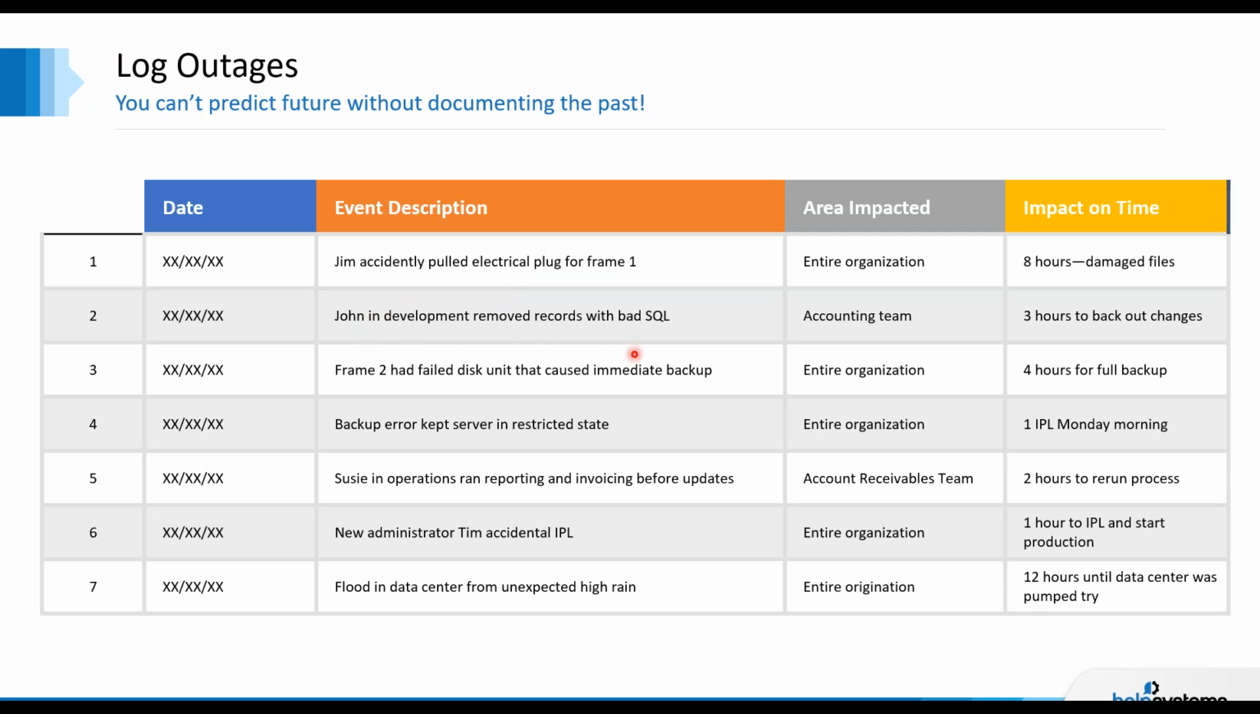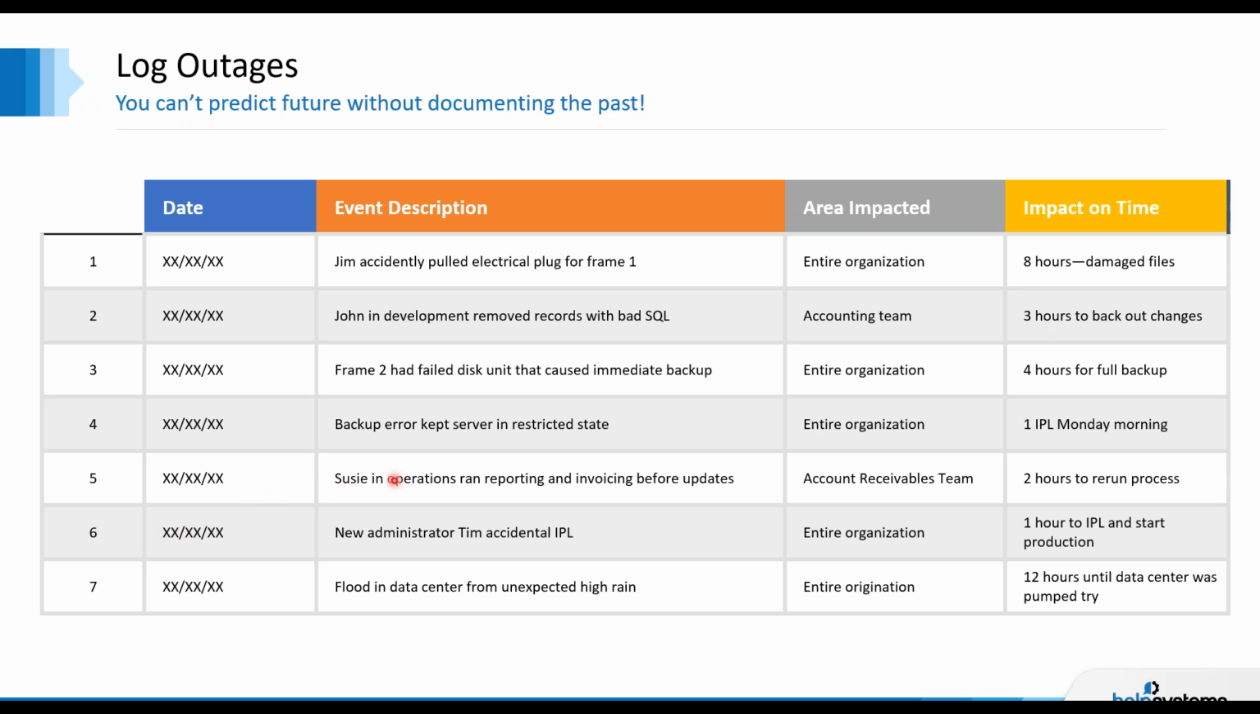Somebody wrote a bad program. You know, John did that. Frame 2 had a failed disk unit that caused an immediate backup issue. Backup errors kept your server in restricted state. For some reason somebody didn't recognize that you were still in restricted state, and consequently you had to IPL Monday morning. What did that hour cost you?